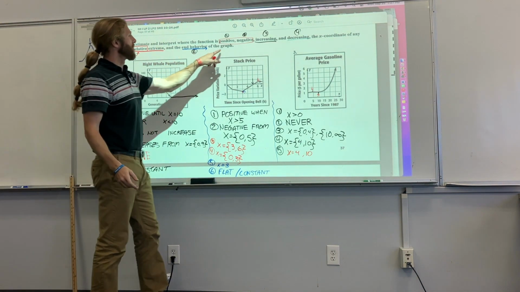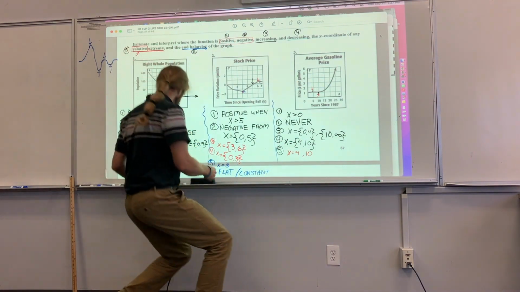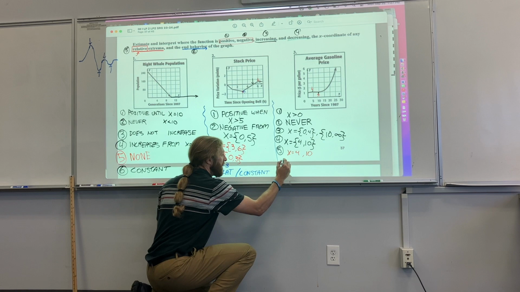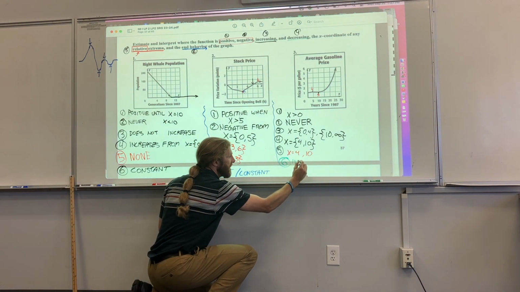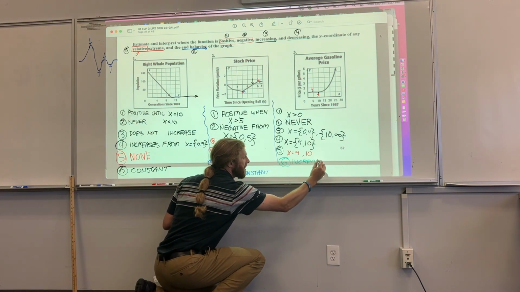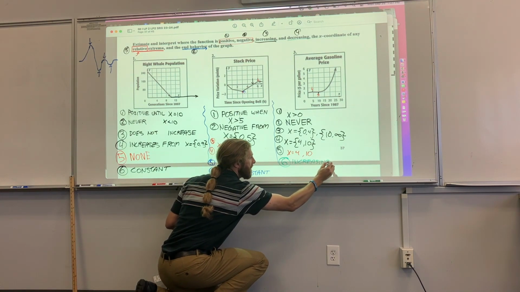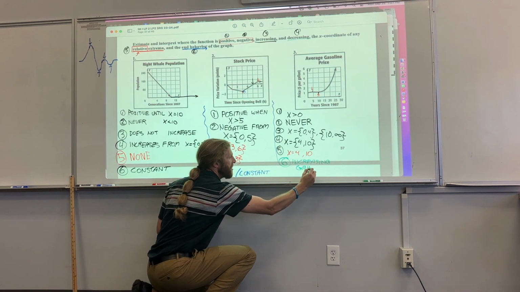End behavior of the graph is, what do we do on the far right side? It's increasing, it's rising, it's gaining. Any of these words work to describe what's going on at the end.